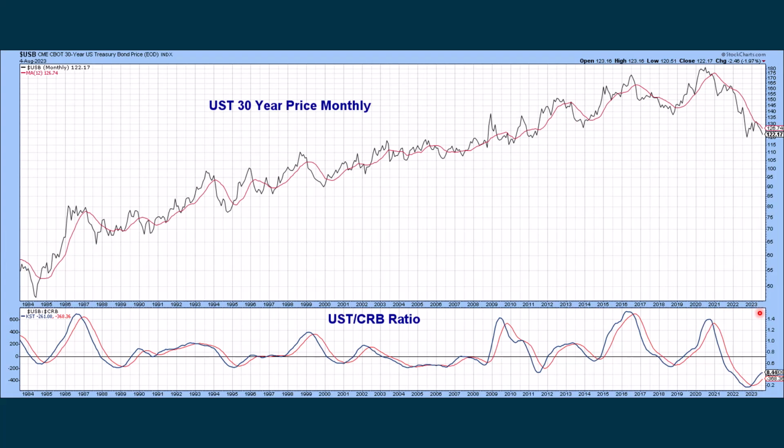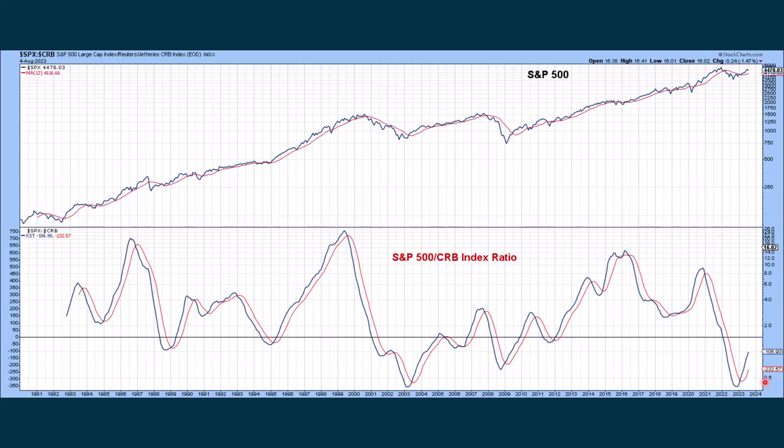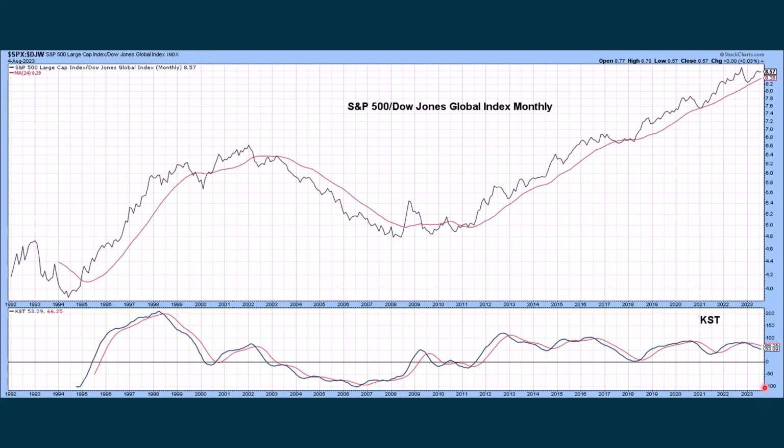We compare the price of the 30-year bond with the CRB, where we're seeing bond prices show some weakness, but the price of the long-term bond is still outperforming the CRB index on the ratio. Then we look at the S&P 500 and compare it with the CRB, which I show in some other places. This is a little different way to look at it, showing that the S&P 500 is outperforming the CRB index. Then we look at the S&P and take another look on a global monthly basis. We're above the red moving average, but the KST is still showing some weakness.